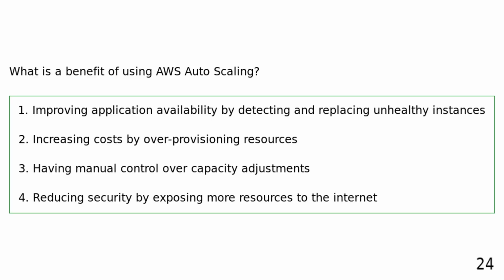What is a benefit of using AWS Auto Scaling? Improving application availability by detecting and replacing unhealthy instances. Increasing costs by over-provisioning resources. Having manual control over capacity adjustments. Reducing security by exposing more resources to the internet.